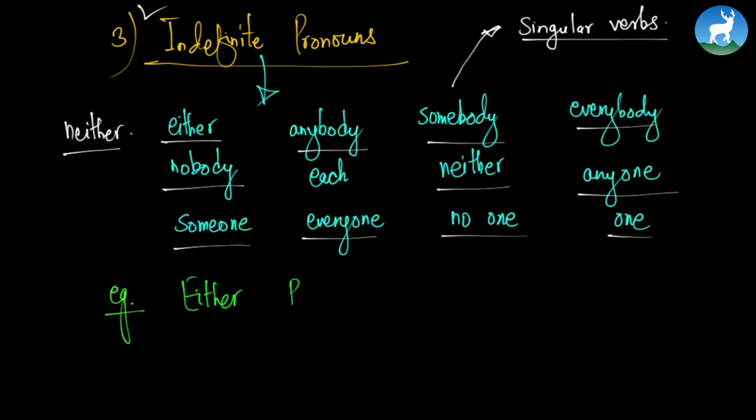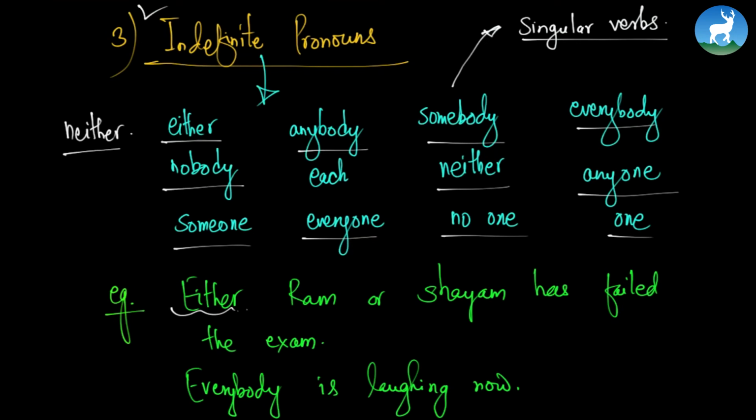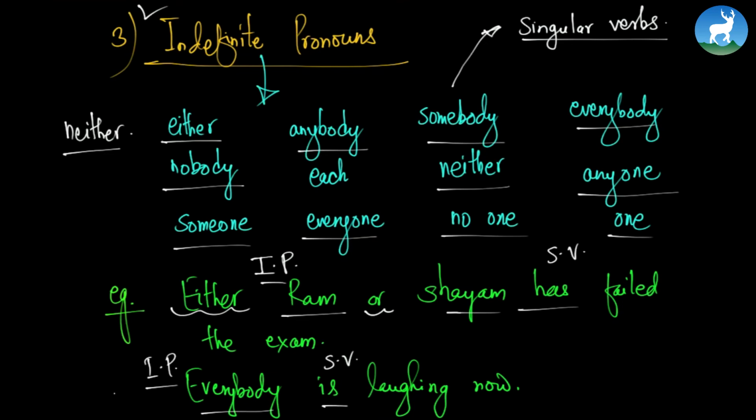The first one is: either Ram or Sham has failed the exam. Another example could be: everybody is laughing now. If we study this example, we have either Ram or Sham, so we are not sure which one. Either Ram or Sham has failed. It is a singular verb because it follows an indefinite pronoun. Everybody is laughing is a singular verb. Everybody is an indefinite pronoun.